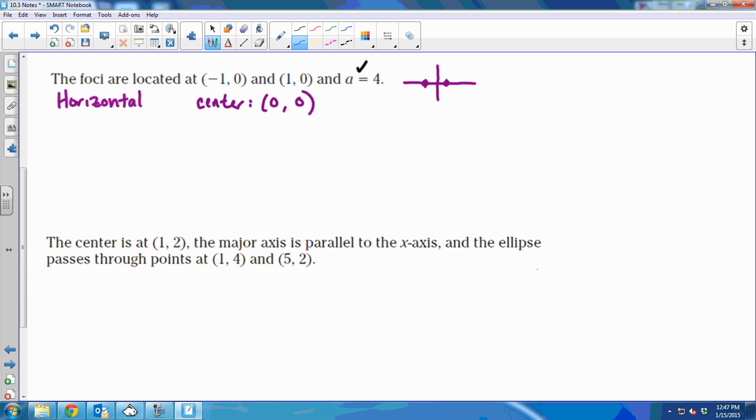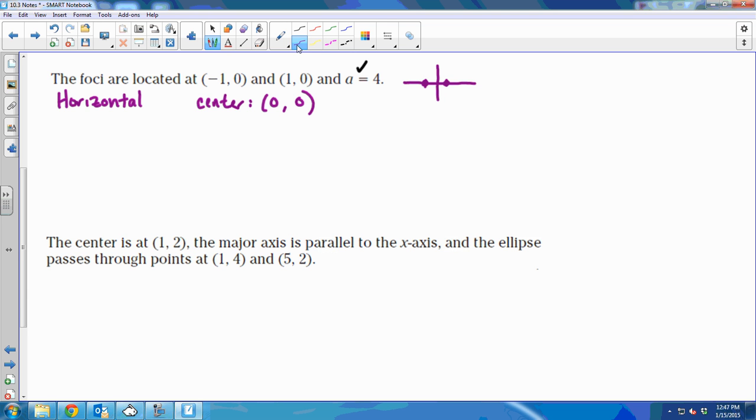Everyone good with that? Alright, well the only thing we're missing is B, so follow me here. There's no way to figure out B from any of this information directly. I do have the ability to figure out C, though, looking at this. Remember, C is the distance from the center to a focus. So I can figure out C. If I then know A and C, then I know C squared equals A squared minus B squared, and I can figure out B. So I'm going to have to go through C first.